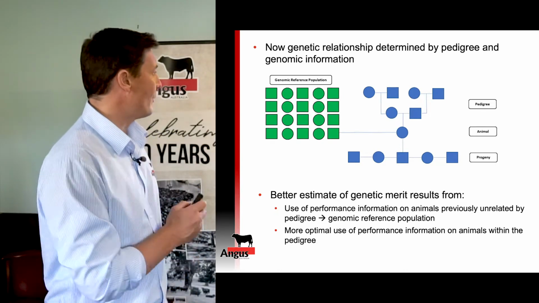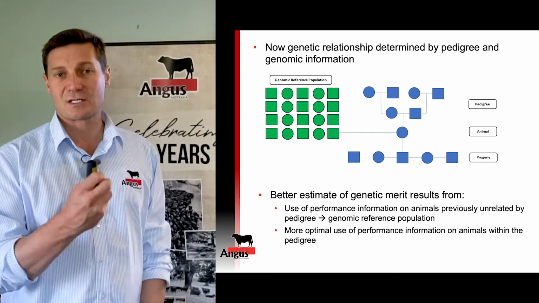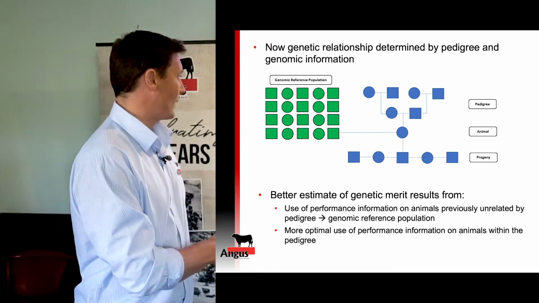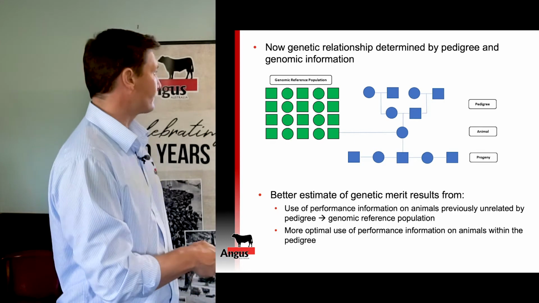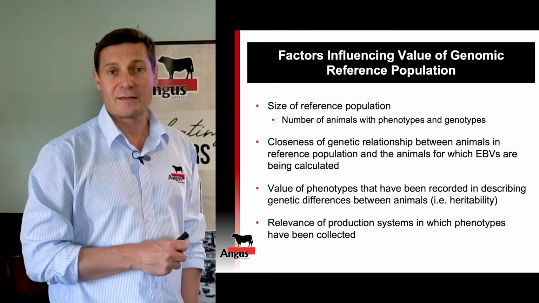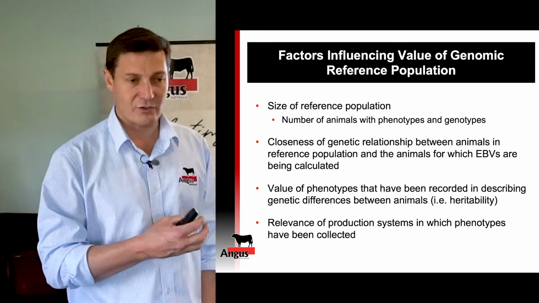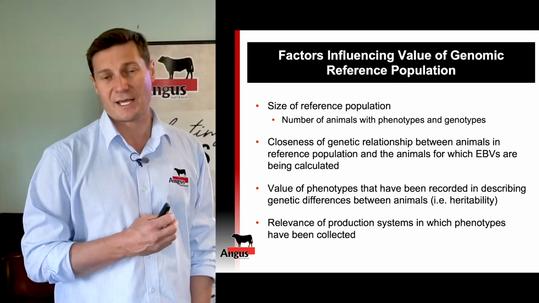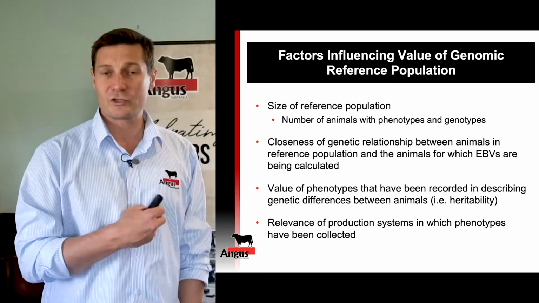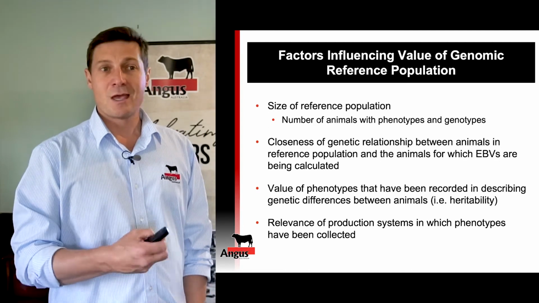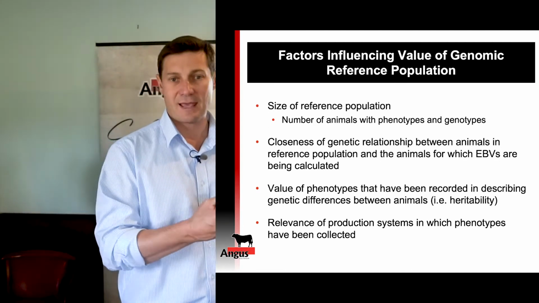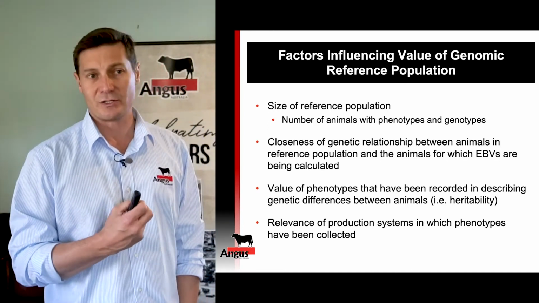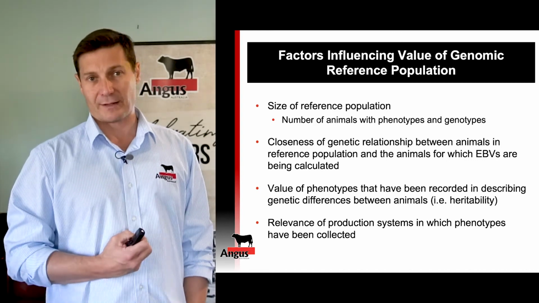So due to those two reasons, I guess we can use genomics to better estimate the breeding value of animals or do it with more accuracy. Now, there's the standard saying and slogan which people understand of oils ain't oils. Well, genomics ain't genomics. So the value that we get from that genomic reference population really depends on a number of factors.